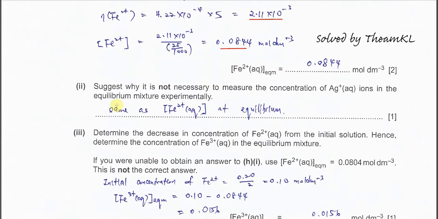Therefore, part 2, the answer is what? Because it will be the same as what we calculated just now, 0.0844 mol per dm cube, right? Same as this.